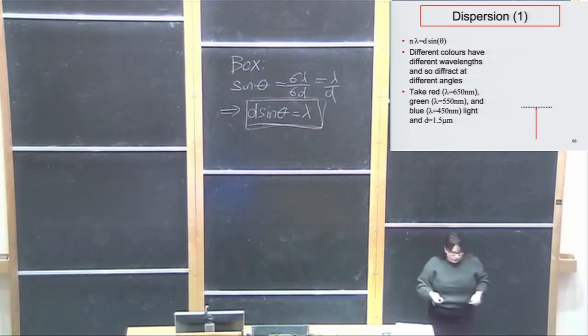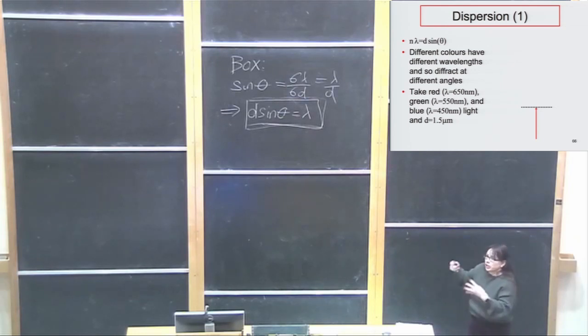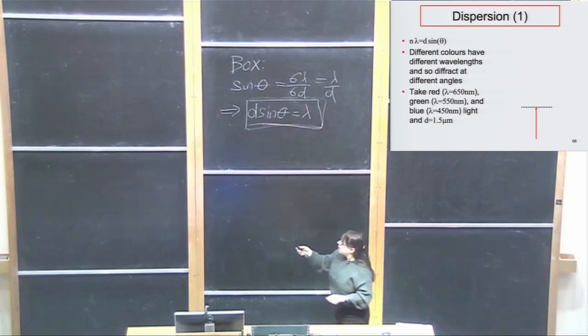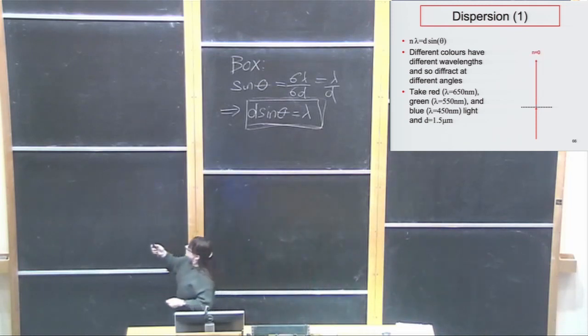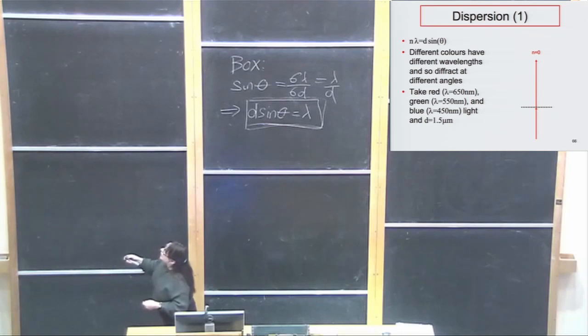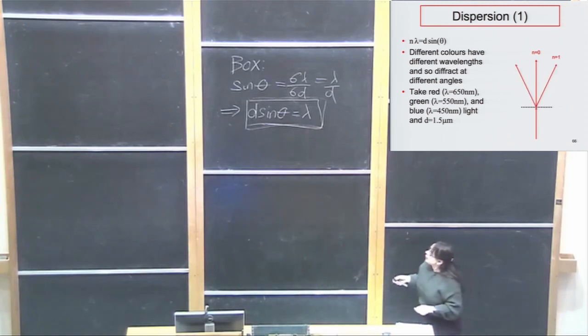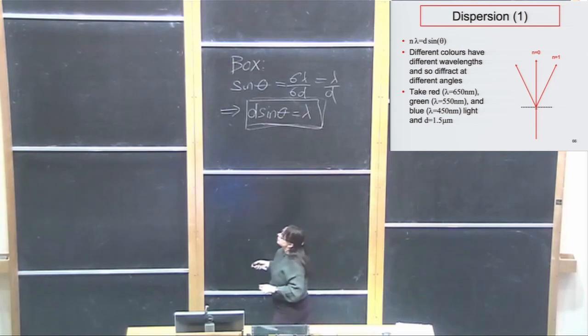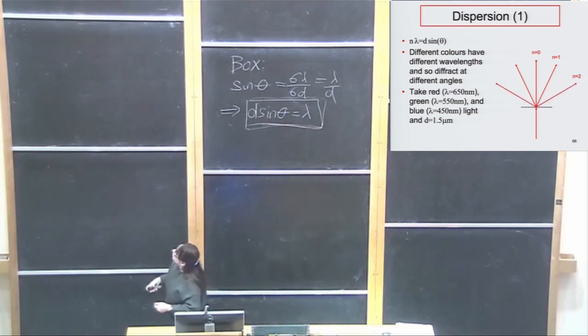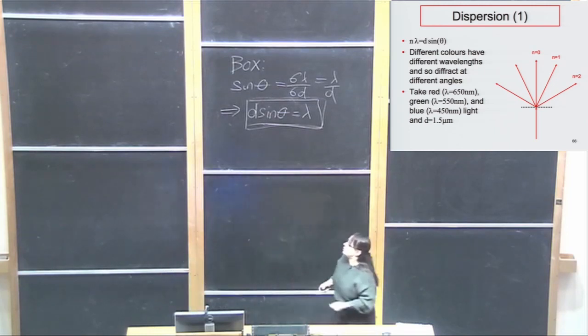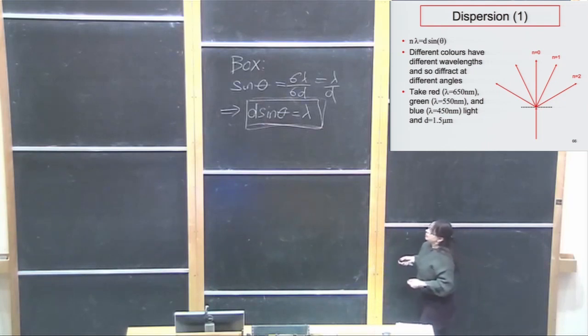So here comes my red light. Imagine I'm shining white light, but I'm going to decompose the colours to show you what happens to each of them. So here's my red. There's a central peak, which corresponds to n equals 0, because if you have n equals 0, you have theta equals 0, so that just goes straight through. Then I have some wider angle peaks: my n equals 1, my first order peaks, and then n equals 2 as well. That turns out to be the maximum order, given that I need to constrain sine theta to be between 0 and 1, so theta between 0 and 90 degrees.